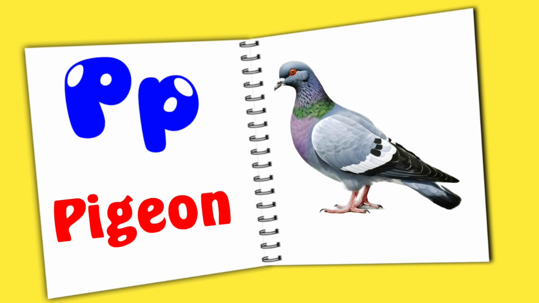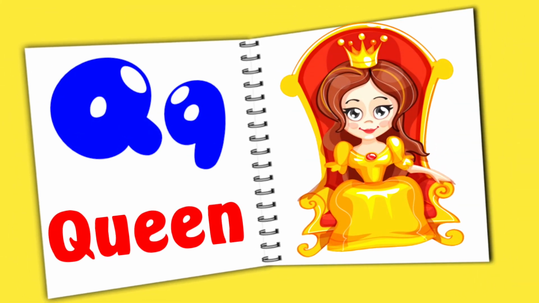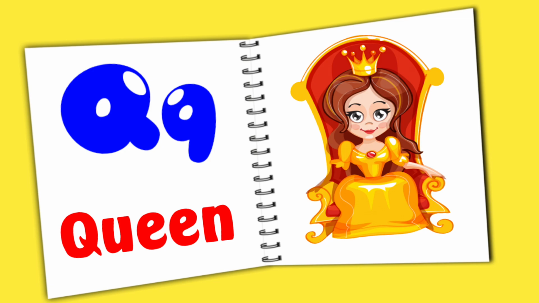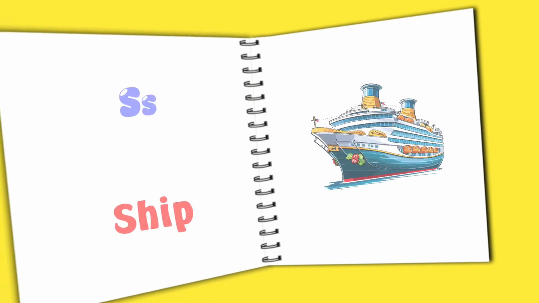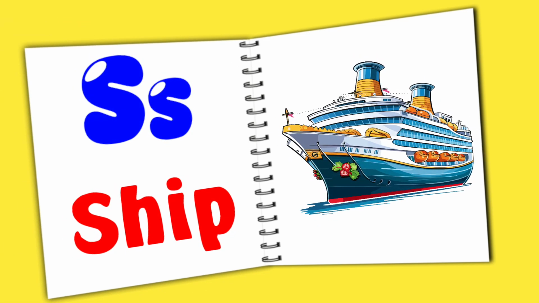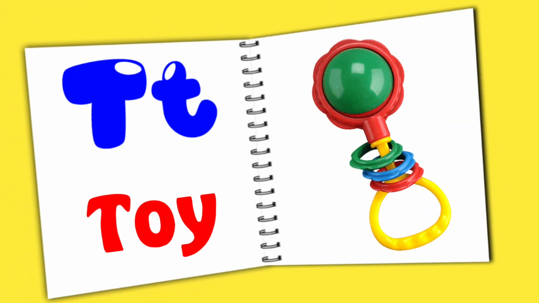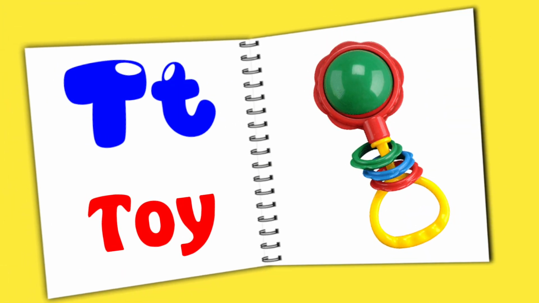P for pigeon. Q for queen. R for rocket. S for ship. T for toy.